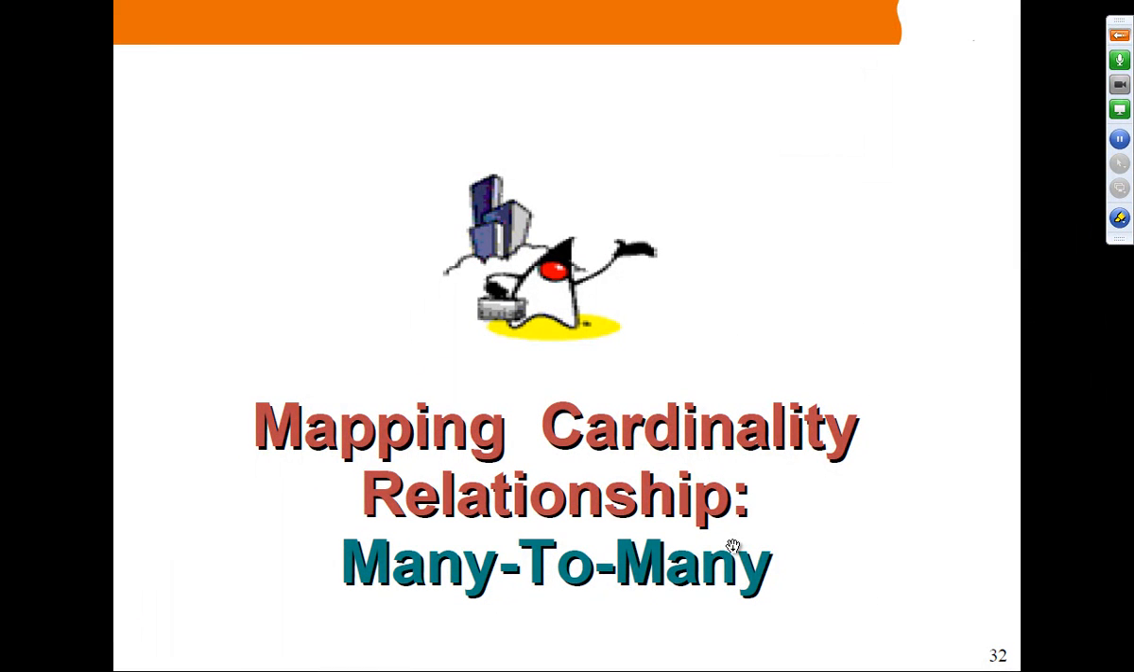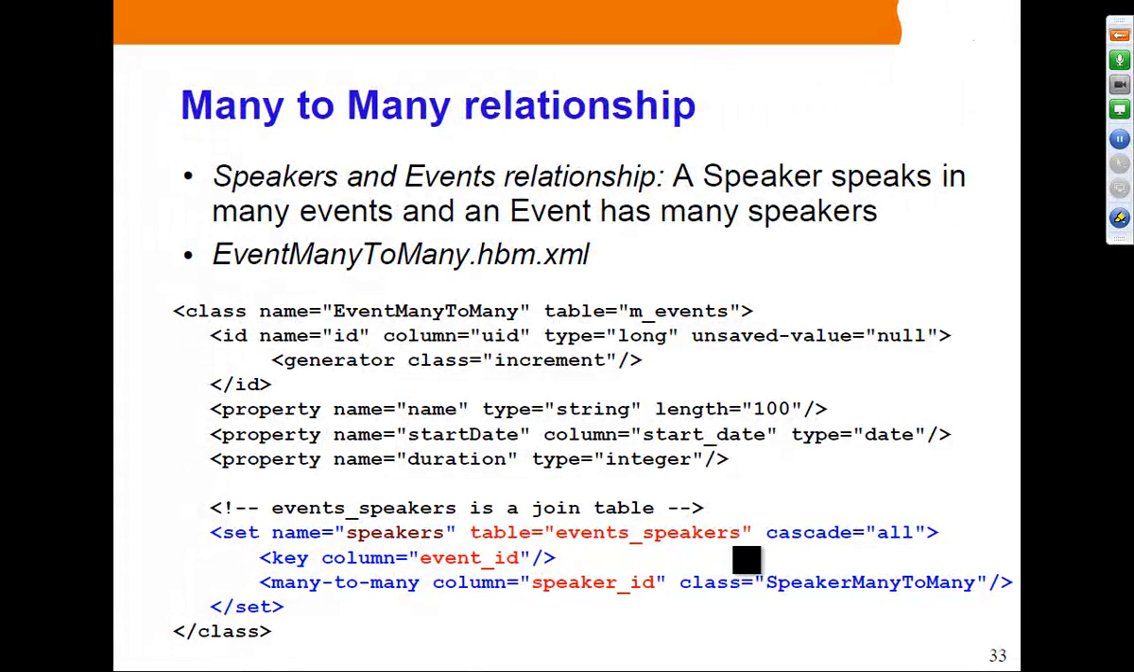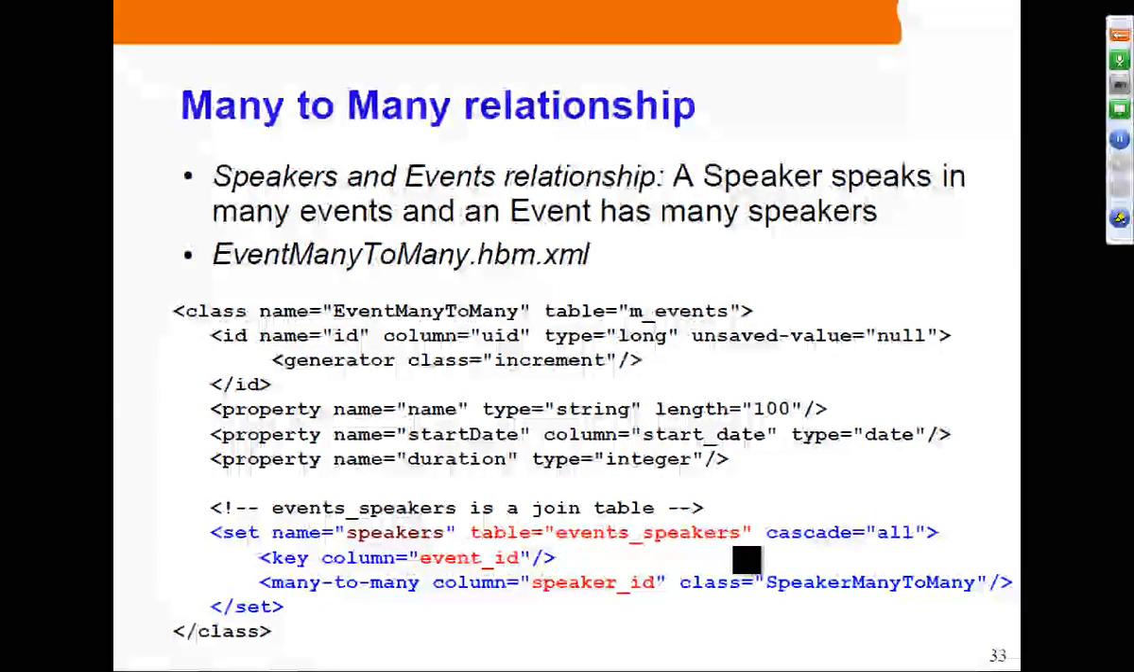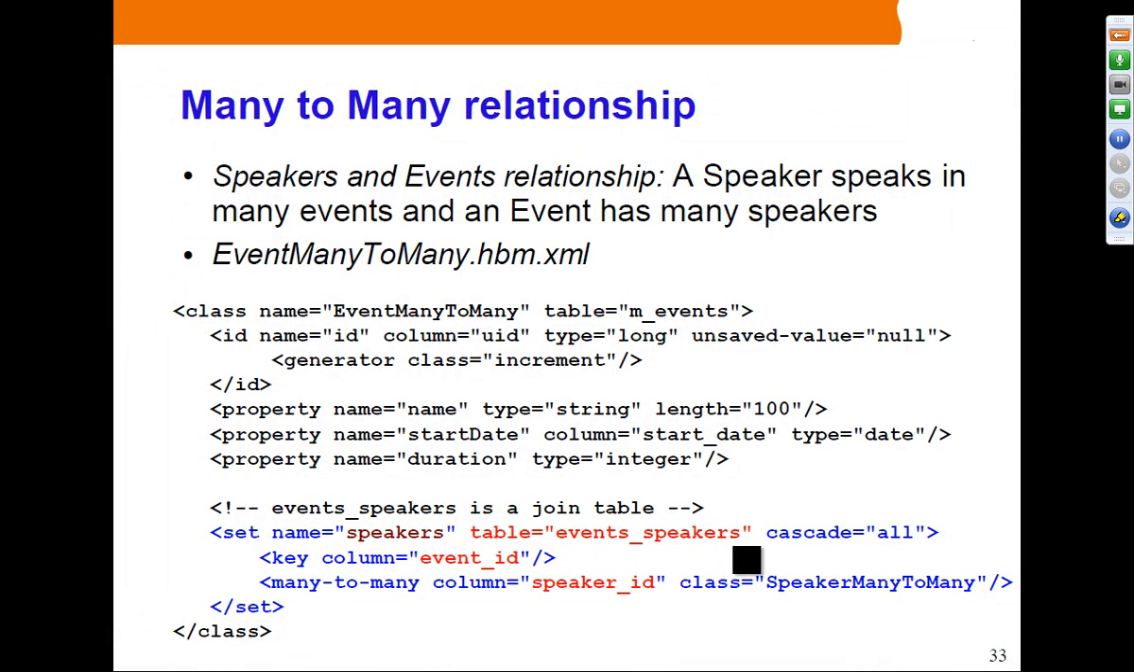Next relationship is the many-to-many relationship. Here we are going to have a many-to-many relationship between speaker and events. A speaker speaks in many events, and an event can have many speakers. So you are going to have the mapping file on both classes.